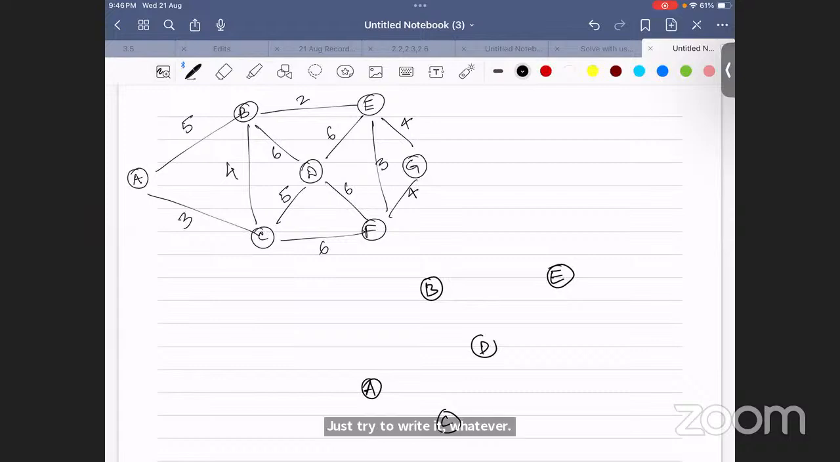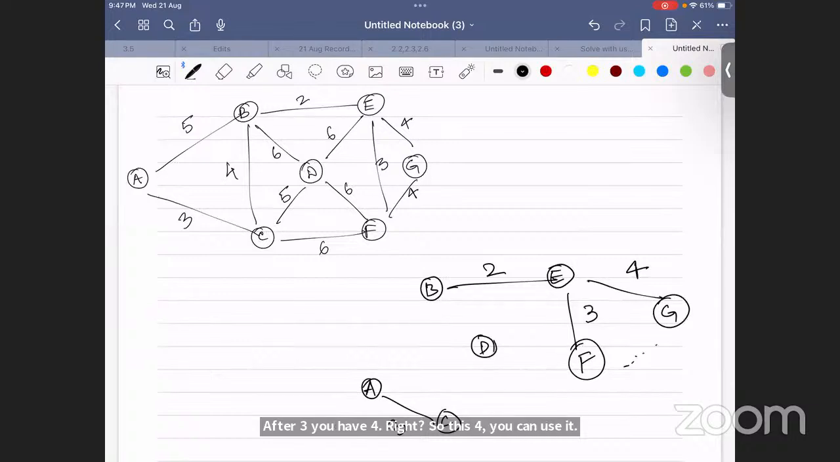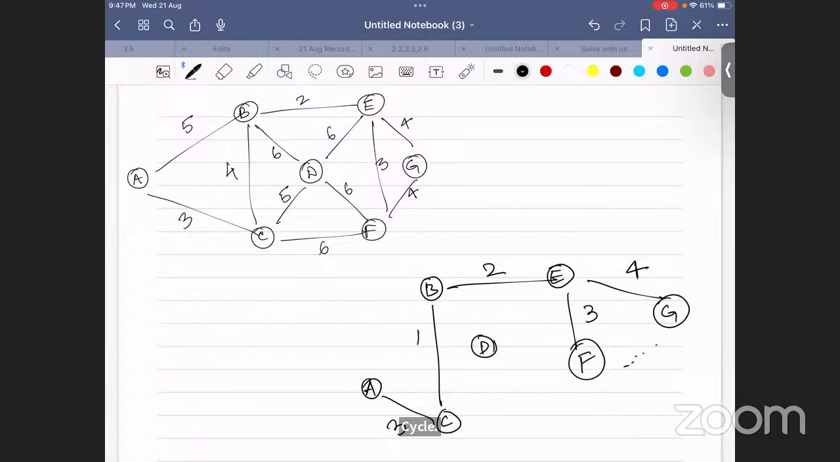So AC, okay. AC, and then this is 3. Then you will start with B because you have to arrange it in ascending order if you are using Kruskal. 2, then 3, and then one more 3 was there, this one 3. And after that, after 3 we have 4, right? So this 4 you can use. You can't use the next 4, this one, because it will form a cycle. So you'll have to use this 4, right?